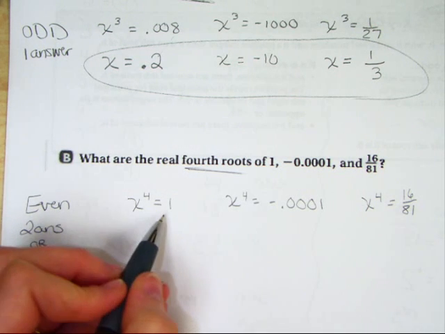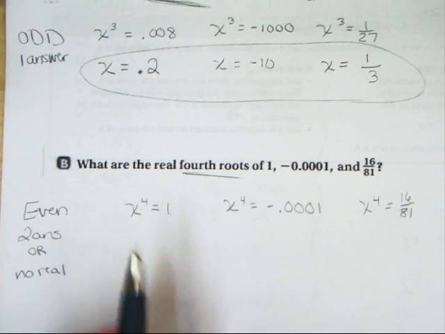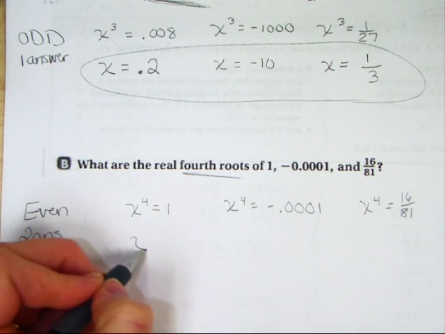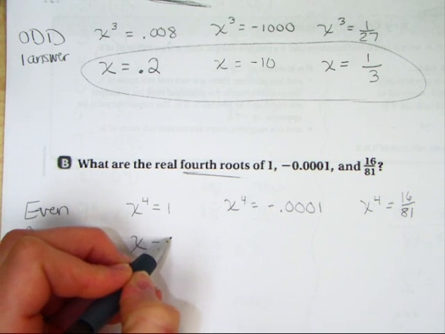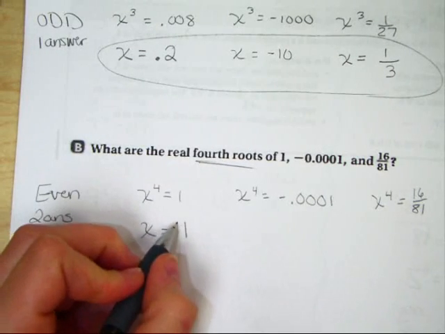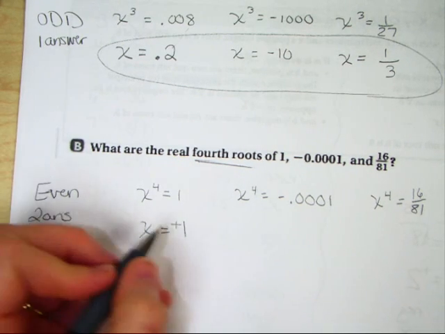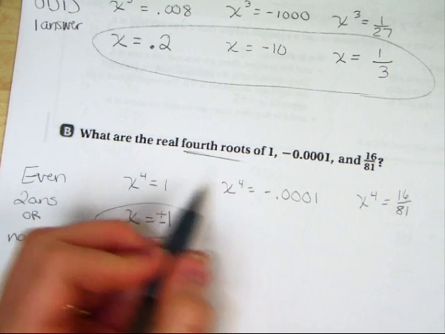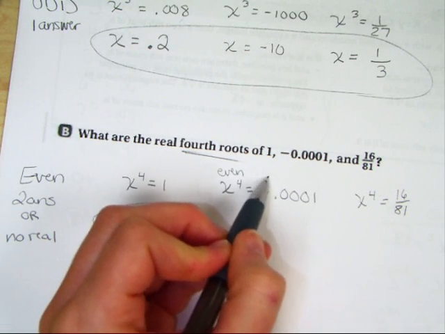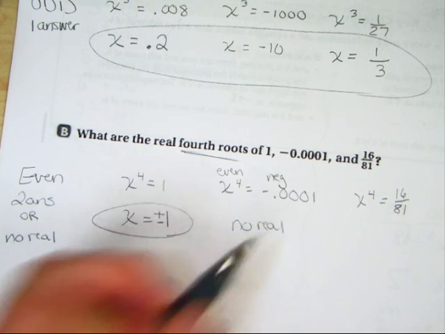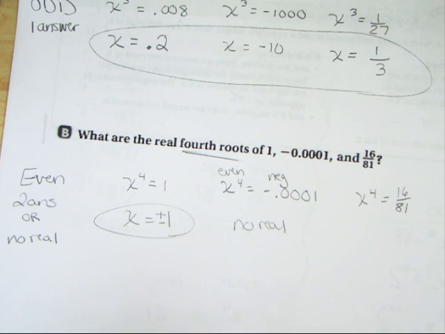Okay, well, what to the 4th power gives you 1? So you're asking yourself, what to the 4th power is 1 times 1 times 1 times 1? So our answer is x equals 1. Now remember that these can have 2 answers because they're even. So we will write plus 1 4 times gives you a positive 1, and negative 1 4 times. 2 answers. Now see how this side is even and this side is negative? You can automatically say no real answers because there's nothing 4 times that will ever give you a negative.